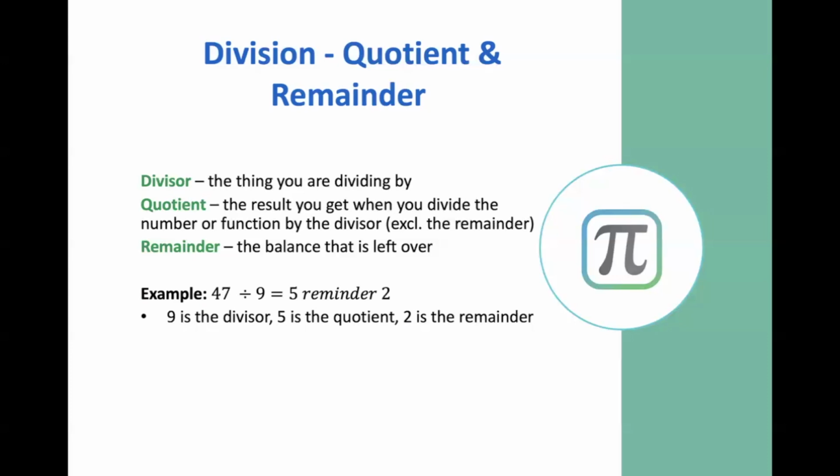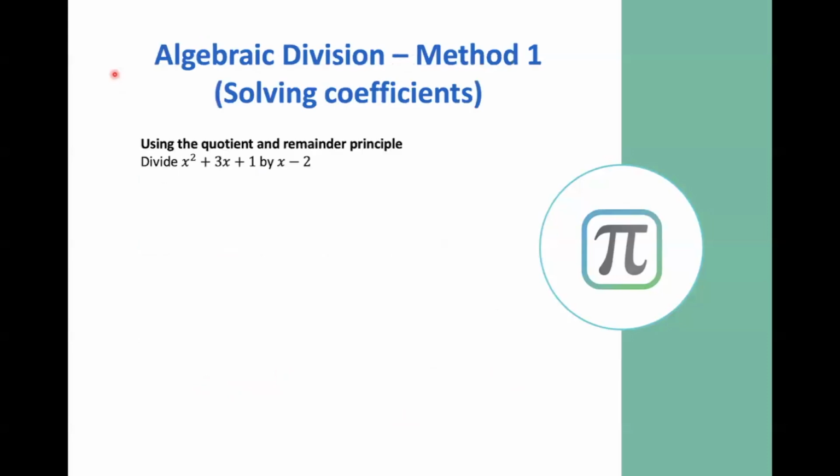Bringing back to times tables, 5 times 9 is 45, but we have 47 in our example. We're not going to divide the 2 by 9 to get a partial number. We're just going to leave it as 5 remainder 2. And this can alternatively be written as 5 plus 2 over 9, or 47 equals 9 times 5 plus 2. So hopefully a useful recap of quotient and remainder. And this then becomes helpful when we are solving algebraic division.